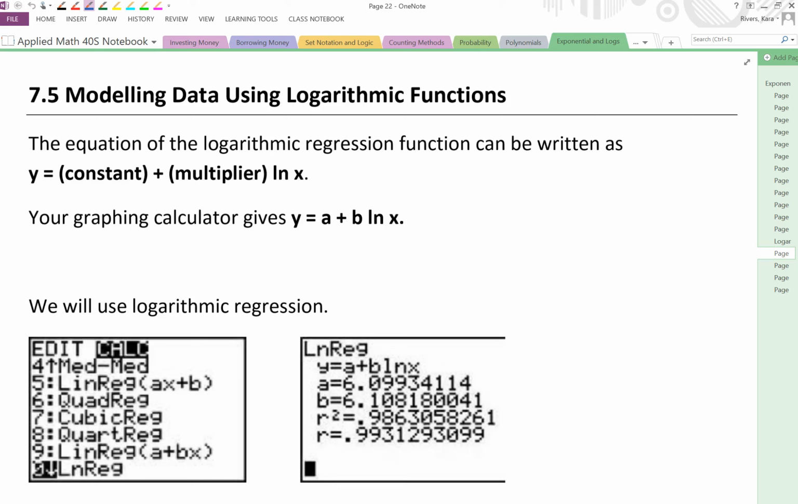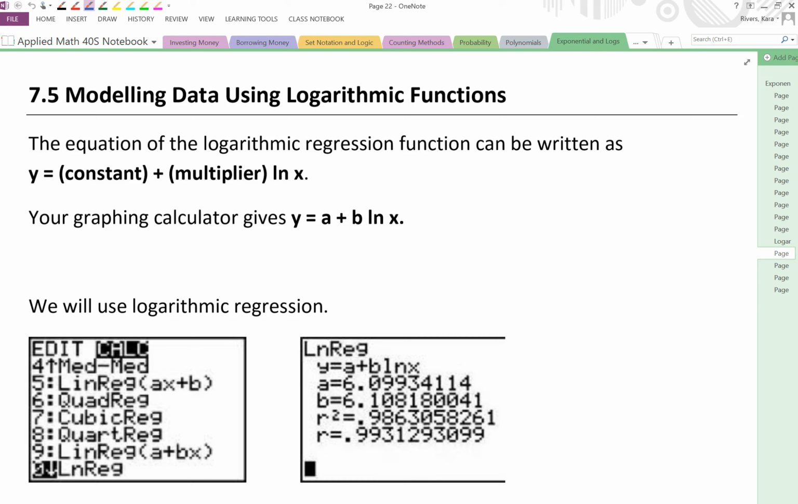In this lesson, we're going to model data using logarithmic functions. The equation of the logarithmic regression function can be written as y equals a constant plus the multiplier times ln x, and that's our natural log. So when you're doing regression functions, it's also always going to be the natural log. You're never going to have just a log base 10.